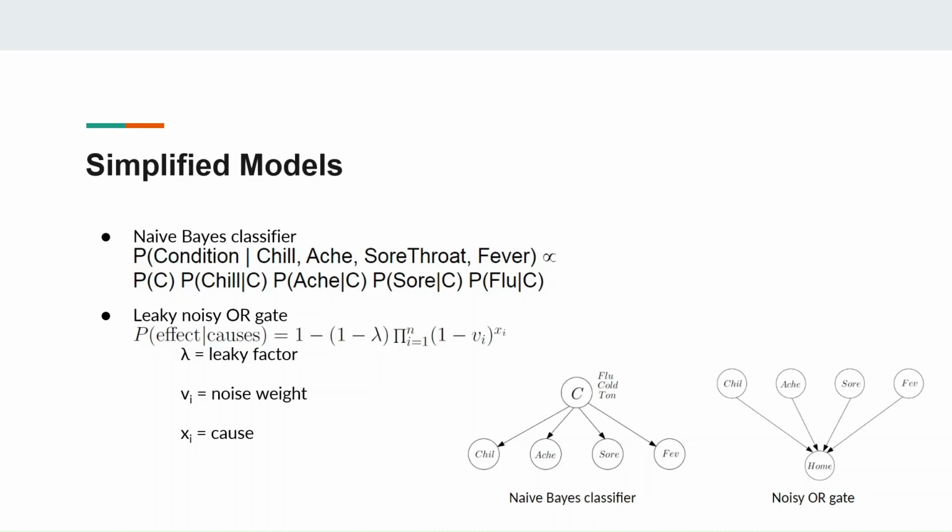So, for example, if we look at the naive Bayes classifier, in this case we assume that all of these things, so chill, ache, sore, and fever, are completely independent of each other. And then we calculate the probability. Now, obviously this doesn't make much sense in reality because if you have a fever, you might also have aches, and if you're sore, you might also have aches, and if you have a chill, you might also have a fever. So they're not completely independent. But we're assuming independence because it's easier to compute for a simplified model.